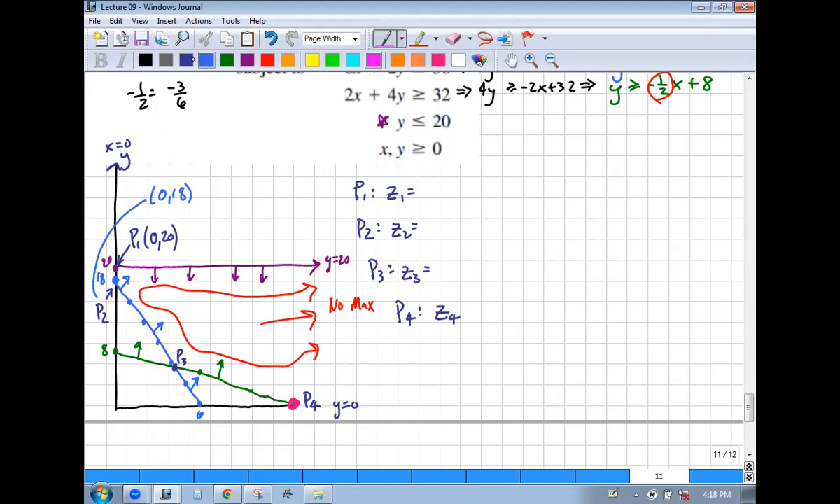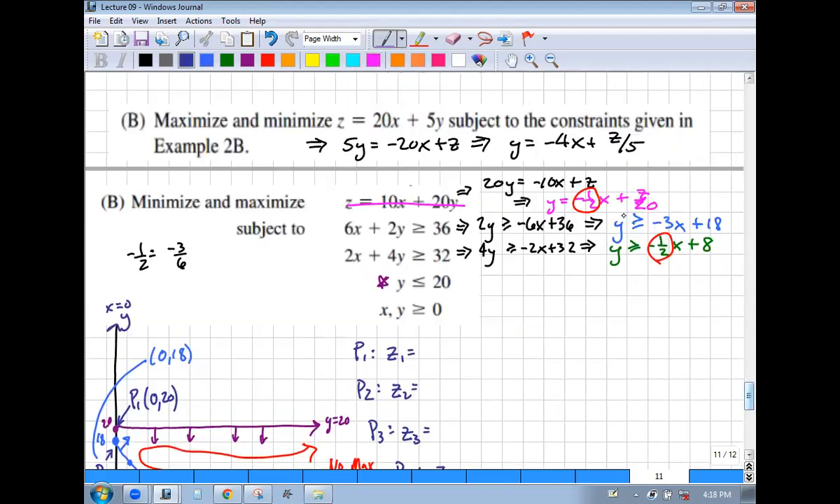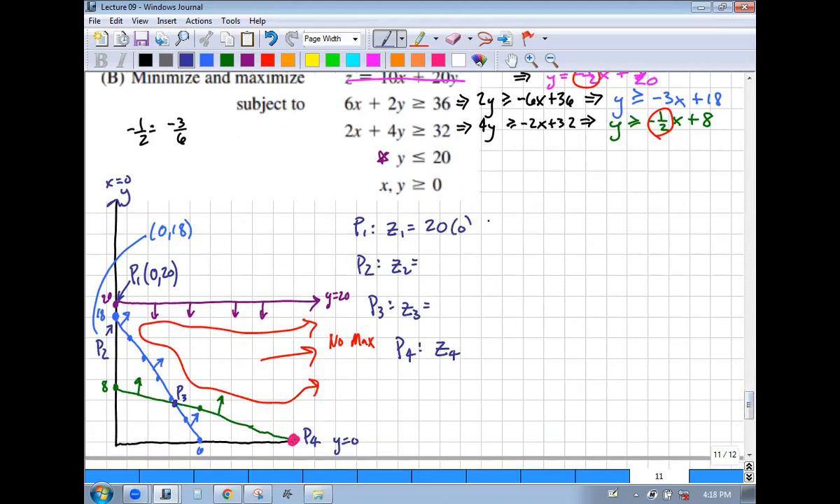So we know what our points P are. We have this new Z, 20X plus 5Y. What's our X for point one? 0. So 20X plus 5Y, where Y here is 20. 5 times 20 is 100. Point 2 was (18, 0). We have 20 times 0 plus 5 times 18, which is 90.